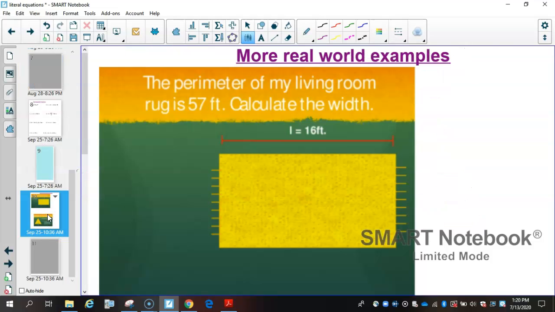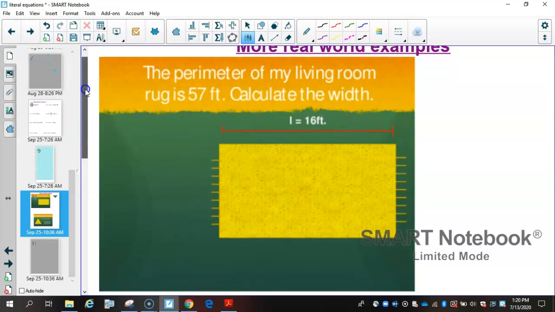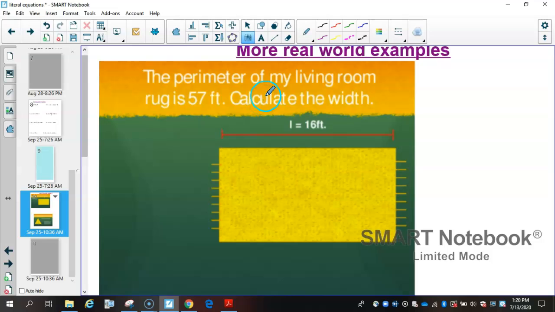We're going to do one of the word problems, and we're going to do this first one. The perimeter of my living room rug is 57 feet. Now this is not accurate. My living room is not even 57 feet, but let's say it was. The perimeter of my living room is 57 feet. Calculate the width. I forgot that this said perimeter. Now 57 may not be as inaccurate as I thought.